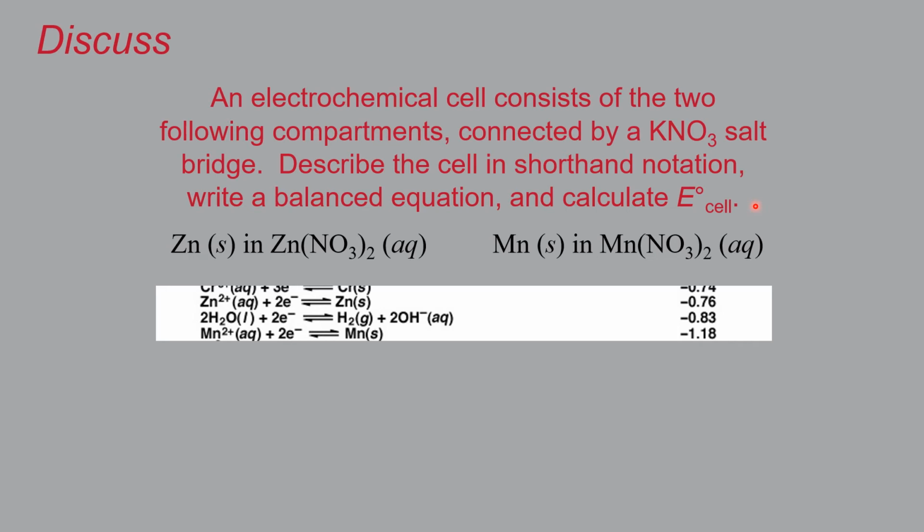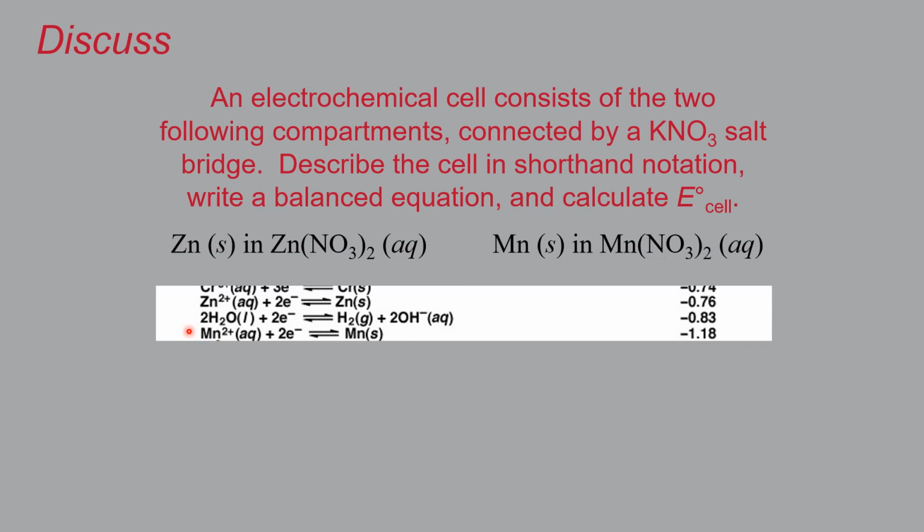All right, so look at the two. Here you've got zinc and zinc plus 2. Here you've got manganese and manganese plus 2. Again, how can you tell it's plus 2? The nitrates. So here we've got the zinc reduction potential at negative 0.76. And here we have the manganese potential at negative 1.18 volts.